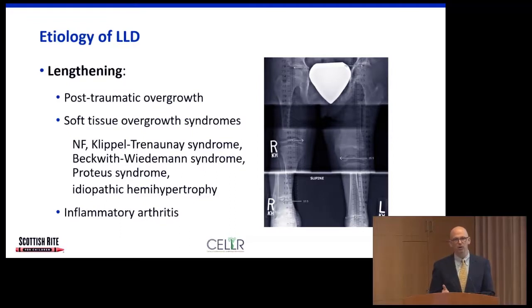These are important to recognize because they will all have other associated things that will need to be dealt with. The most common that we see is the idiopathic hemihypertrophy. These are kids that will present either with an isolated leg, thigh and leg, or even have an entire side of the body a little bit bigger than the other side. That can affect the upper extremity and even the face. The idiopathic hemihypertrophy, the key there is that it can be associated with Wilms tumor.